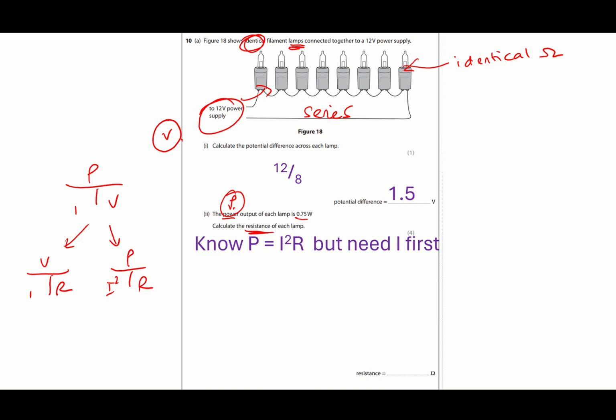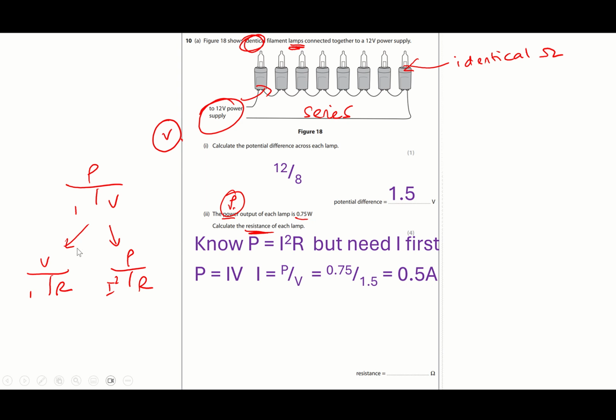So first part, we know it, but I need to go and find the current. So P equals I times V. I want to find out the current. I equals P divided by V. The power is 0.75 divided by the potential difference up there, and we can see what's high here as well. I've got to use an answer that I worked out. I now know 0.5 amps is flowing through those.